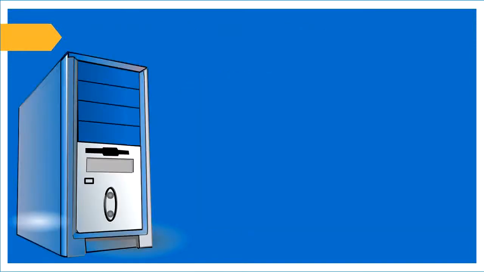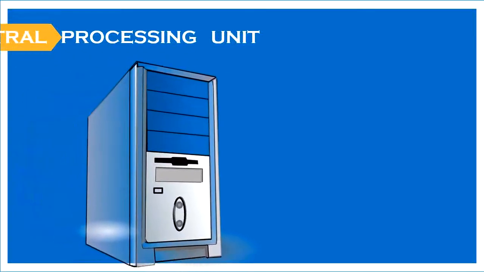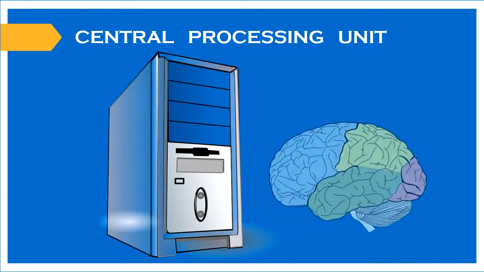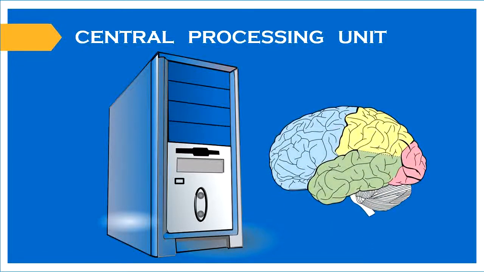Let us start with the most important part in a computer, that is, the Central Processing Unit or the CPU. This part is often referred to as the brain of the computer. Children, do you know what your brain helps you to do? Yes, your brain is a very important part of your body and it tells your entire body how to work, what to do.